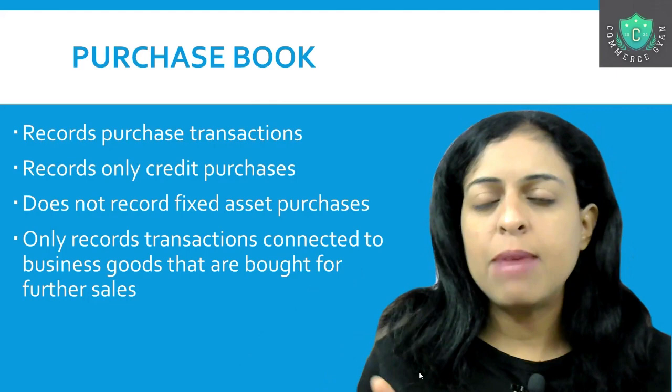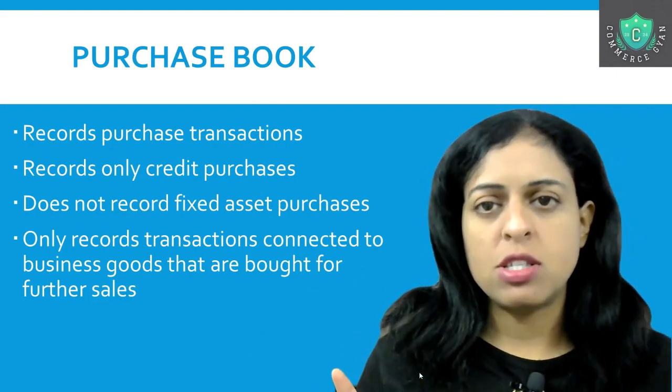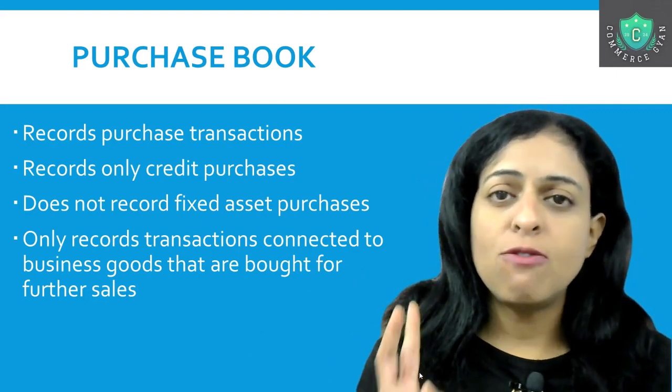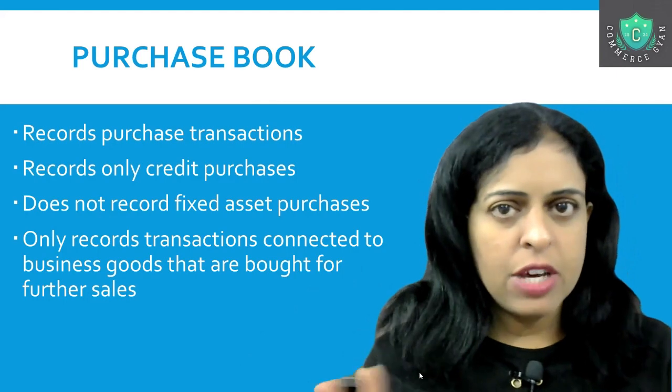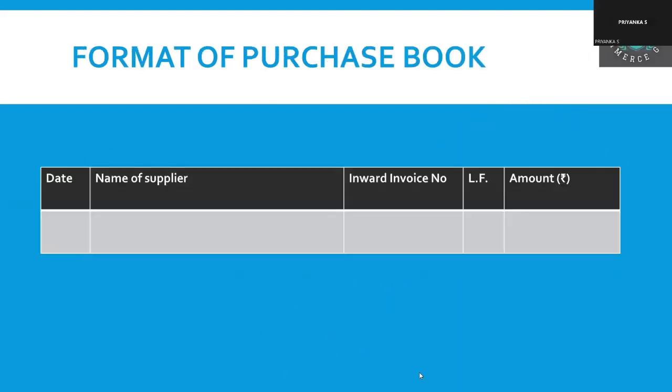Two key points. Again, I'm repeating. One is you have to record only credit purchases. And second key point is you don't have to record the fixed asset purchase. Fine. So these are two things to remember. So what is the format now of this purchase book then?